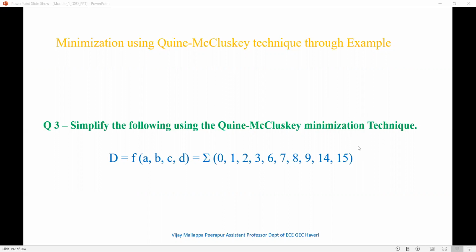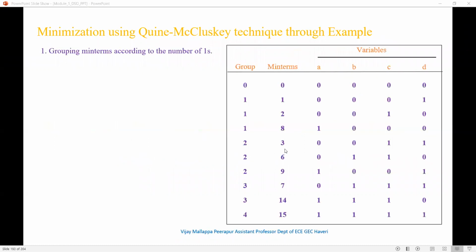Now the first step in order to solve using the Quine-McCluskey technique is that you need to come up with min term groups. The grouping of min terms according to the number of ones. We group the min terms according to the number of ones it has, in group 0, group 1, group 2 and group 3. For the given min terms, I've written the min terms and the groups those min terms will belong to in the table.